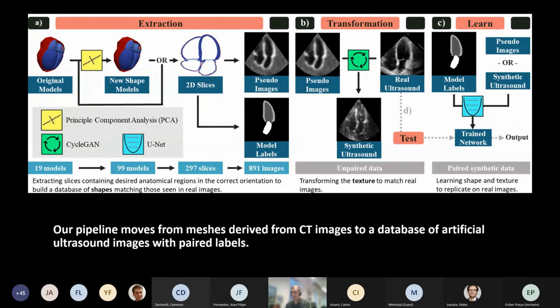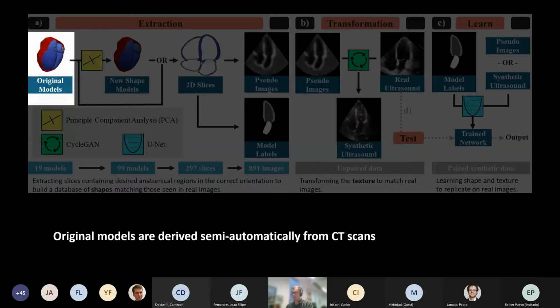And so this is generally the pipeline that we've developed, which is to move from meshes derived from CT images to a database of artificial ultrasound images with paired labels. So again, that's the overall goal here, but I'll go through each of these steps in a little bit more detail.